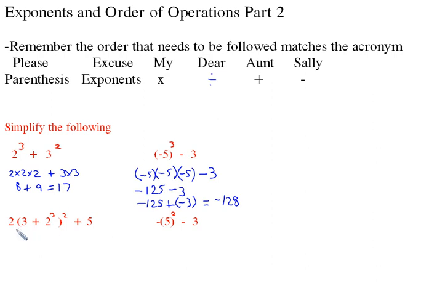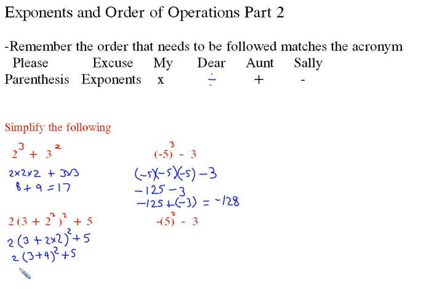Here, this one is a little bit tougher because we've got parentheses, and we've got exponents within the parentheses. So we've got to take care of the parentheses and the exponents within the parentheses first before we do anything. But all that is still to the second power. We can't do anything with this until we take care of the parentheses and figure out what's in the parentheses first. So this is going to be 2 times the quantity 3 plus 4 to the second power, all to the second power, plus 5.